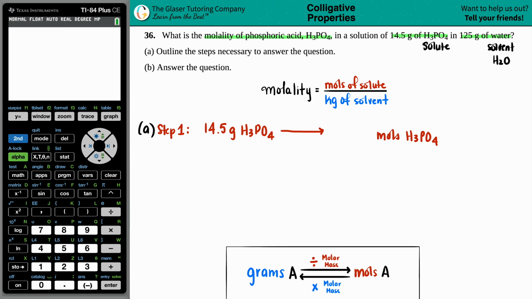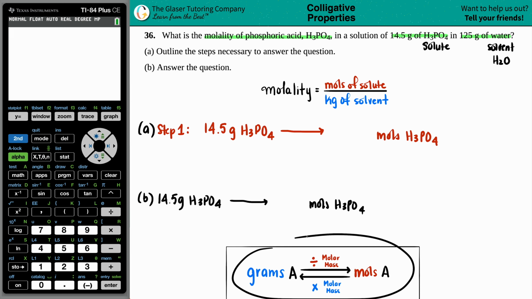I guess let's start doing that, right? So maybe we'll start letter B by going from the 14.5 grams of H3PO4 into the moles. Now, how do we go from grams of H3PO4 to moles of H3PO4? Back to basics, right? Anytime that you want to go from a gram value of a certain substance to moles, grams to moles is always dividing by the molar mass of whatever the compound is.